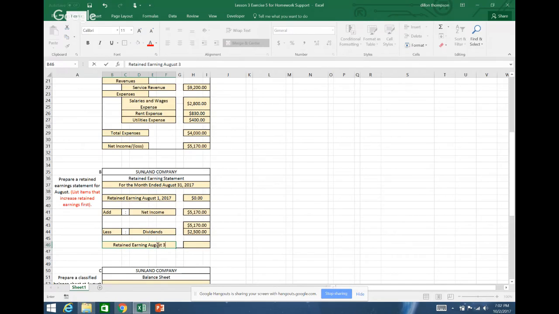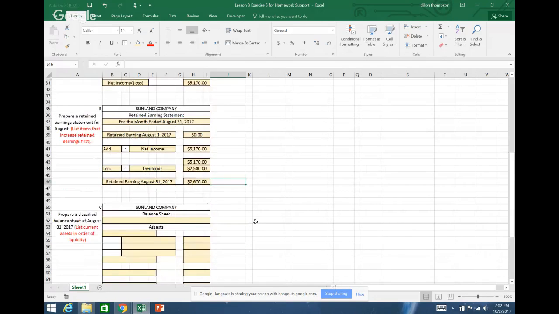August 31st, 2017. And this totals out to be $2,670 for retained earnings. And this is your retained earnings statement for Sunrun Company.